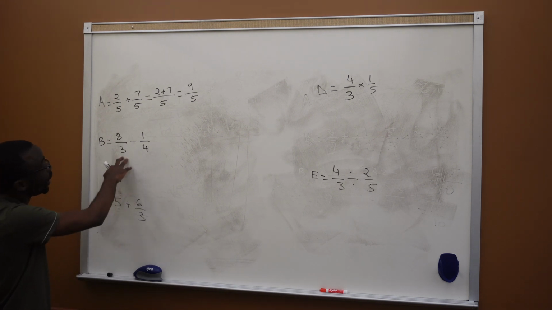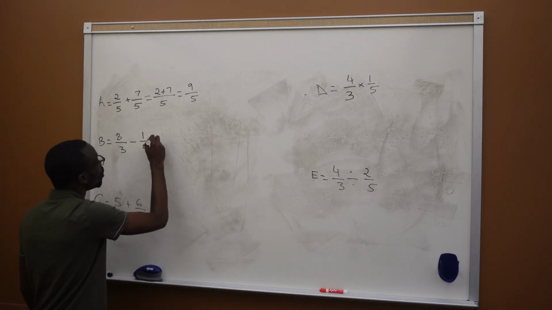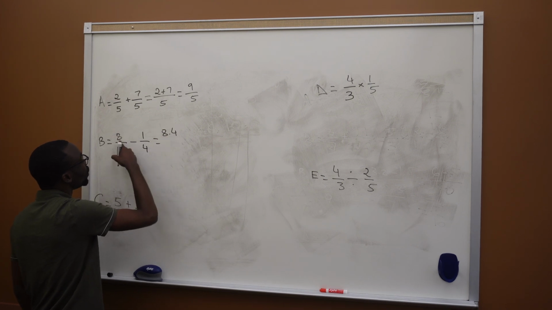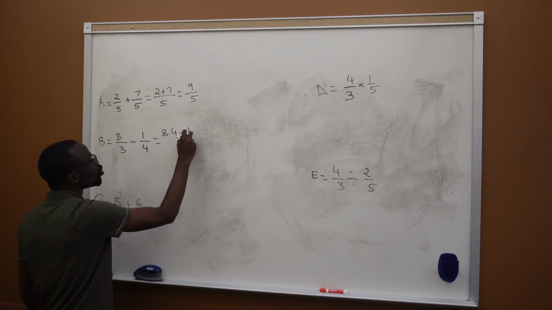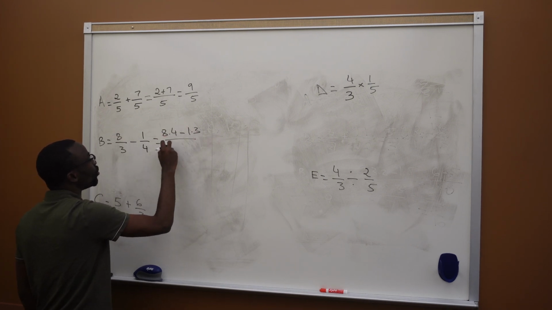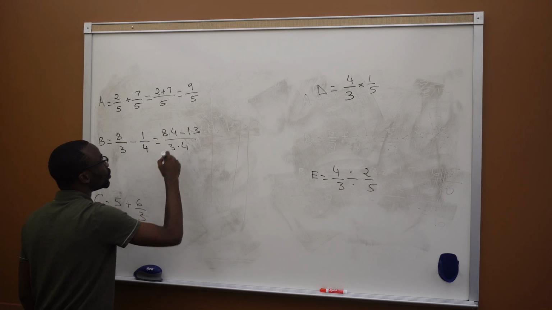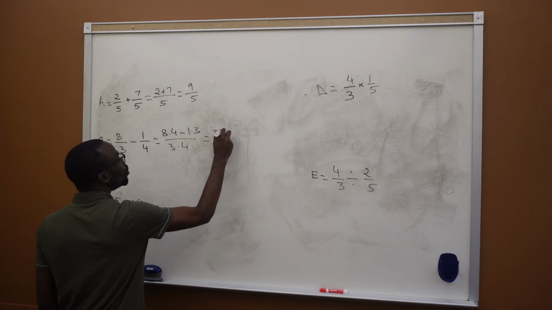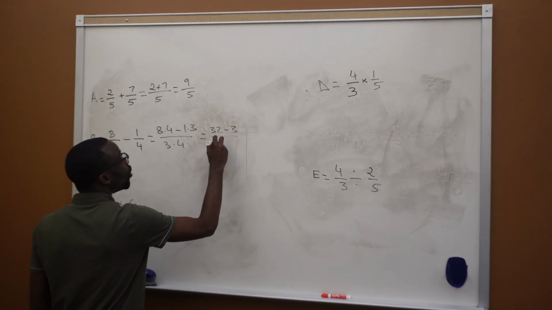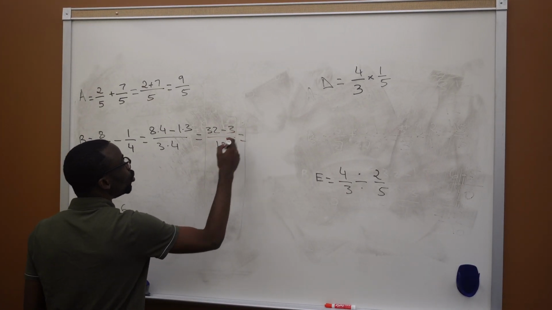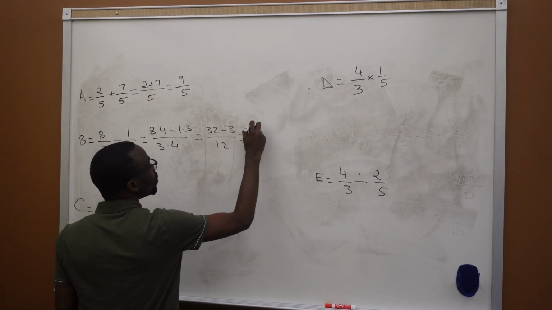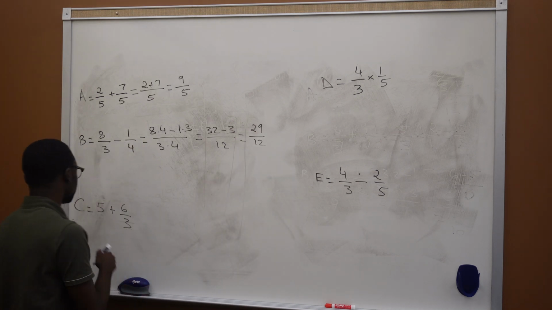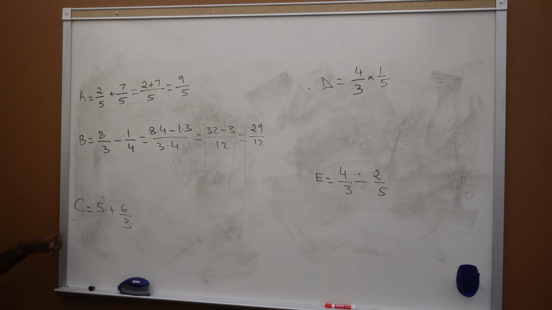How about here? They have different denominators, so I'm applying the formula, cross multiplication, 8 times 4 minus 1 times 3 over 3 times 4, which is 32 minus 3 over 12, which is 29 over 12.